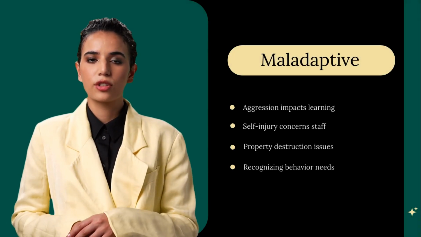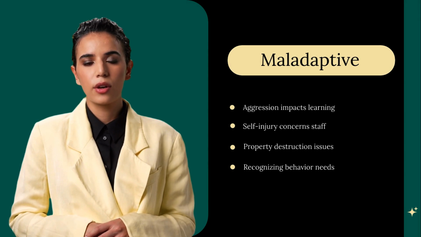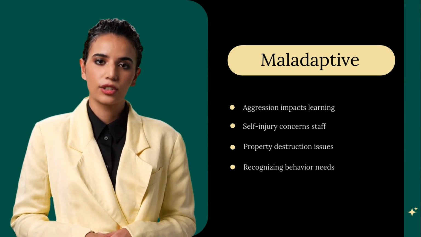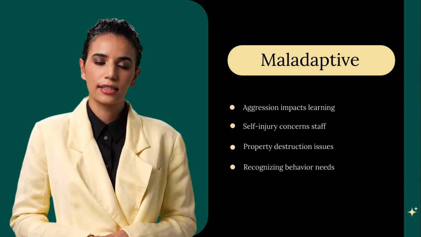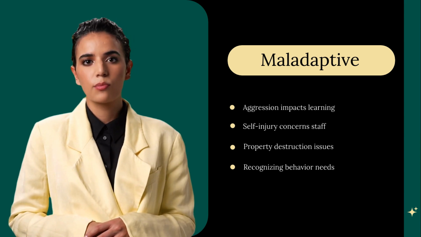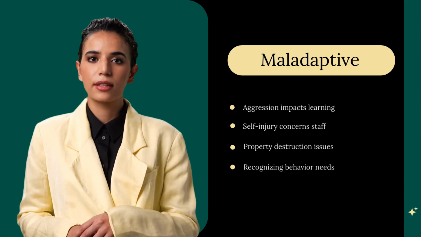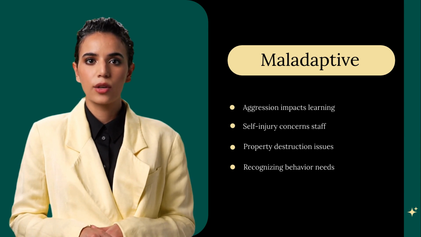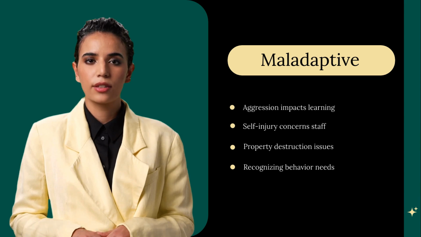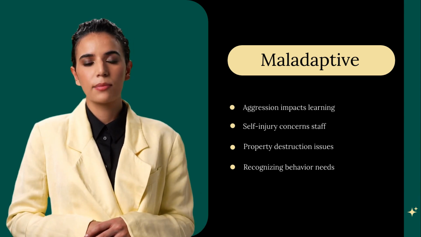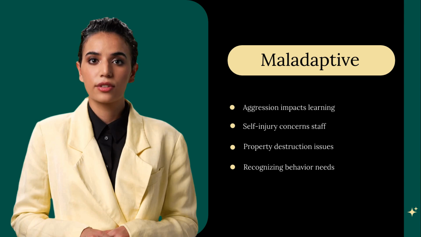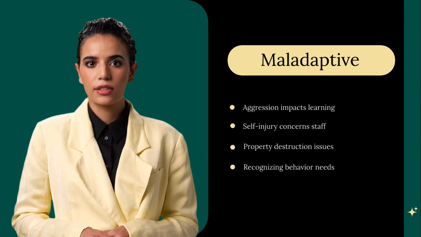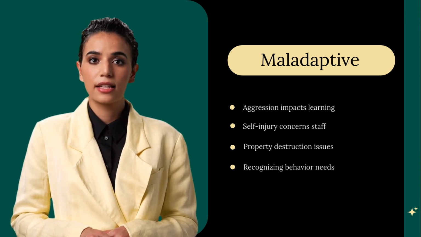Maladaptive behaviors are actions that significantly interfere with a person's learning, health, or community participation. For young adults with developmental disabilities, these can include aggression, hitting, kicking, biting, self-injury, biting or hitting oneself, property destruction, breaking objects, tantrums, elopement, running away, or severe non-compliance. These behaviors are not willful bad acts, but often signs of an unmet need or stress. For example, a person might scream when upset, throw objects in frustration, or repeatedly engage in self-harm.